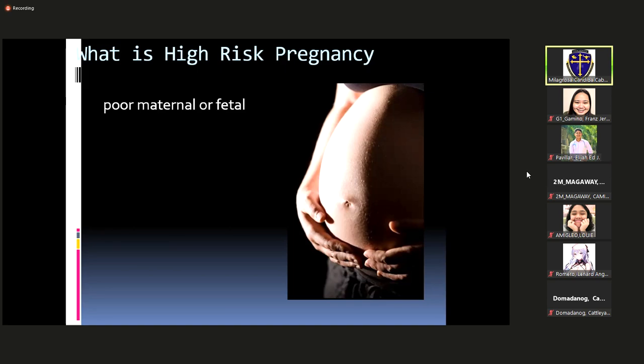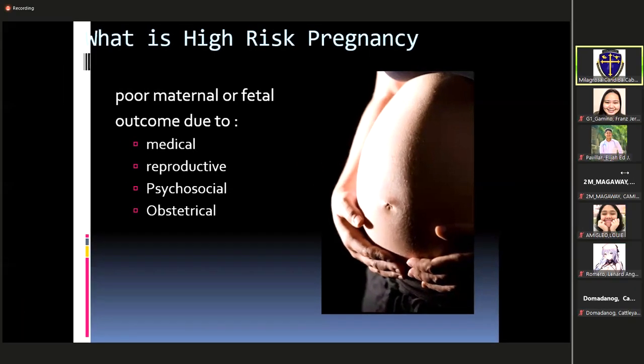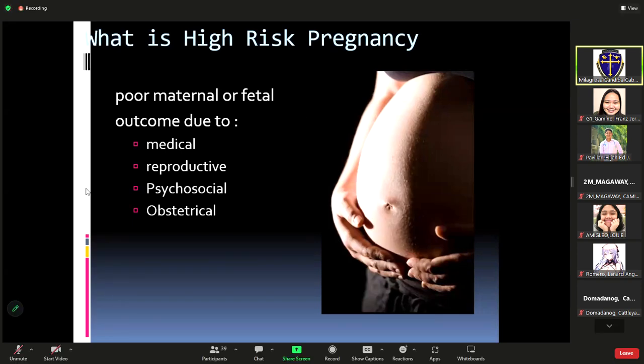This would be a pregnancy that has poor maternal or fetal outcome, maybe due to medical. So when you say medical, the mother might have any medical problem, like for example, diabetes mellitus, GDM, as we call it, gestational diabetes mellitus. It only comes out if the mother is pregnant. Okay? So due to maternal hormones, the mother's blood sugar is undetected by her insulin. Okay? So the sugar level of the mother there is very high.